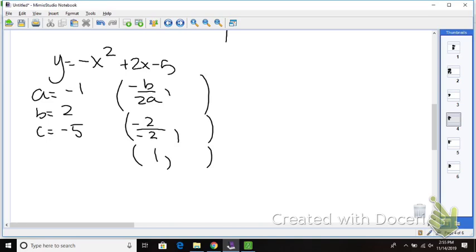Be careful with this negative. That's not part of the X. That's not what's being squared. The negative's just out front. So now you just have to plug this in for X's.